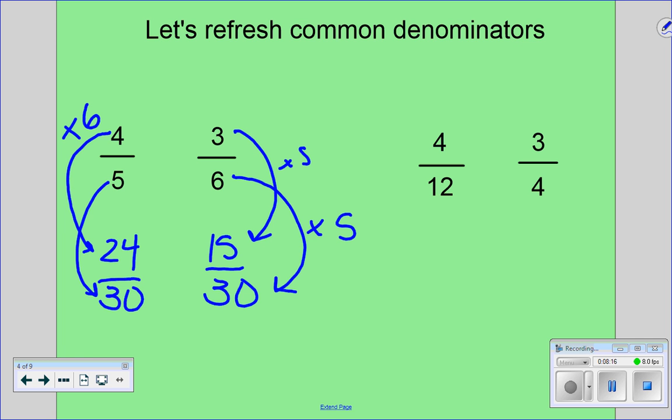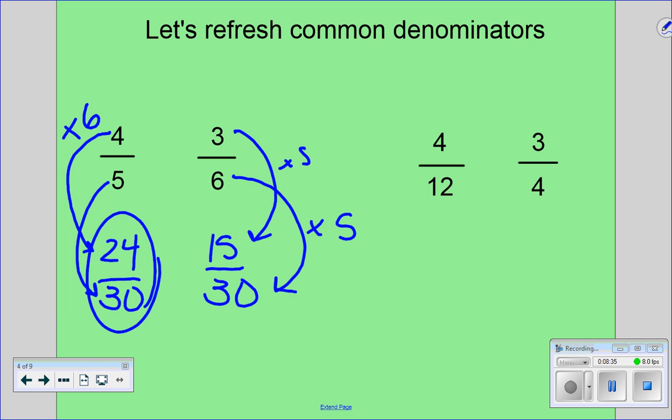Now I can compare them. Now I can look at them and say, okay, which one's bigger? Which one has more pieces of that pie left over? Obviously this one. This one is the bigger one. Okay. Does everybody kind of remember how to do a common denominator from last year? Or maybe something like that?